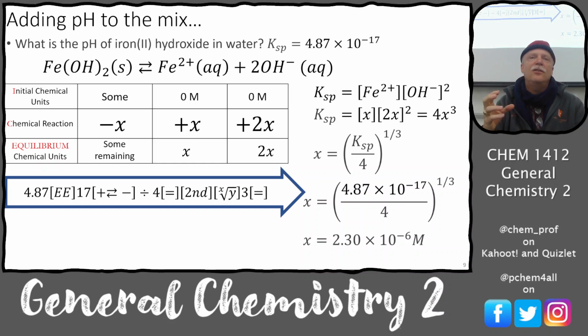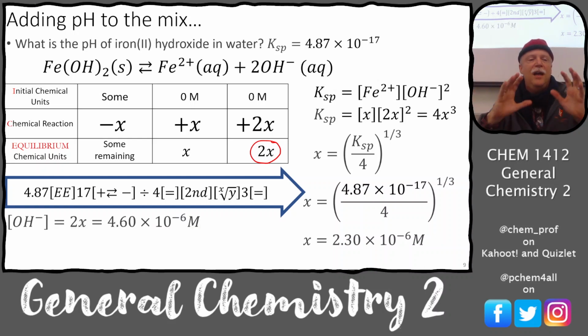pH. What's the concentration of hydroxide ion in the ICE table at equilibrium? 2x, right? So this is the concentration of hydroxide ion at equilibrium. So it's 2 times this number. Huge place to make a mistake, isn't it? It's not just x. The hydroxide ion concentration is 2 times x. So hydroxide is 2x, which equals 4.6 times 10 to the minus 6.